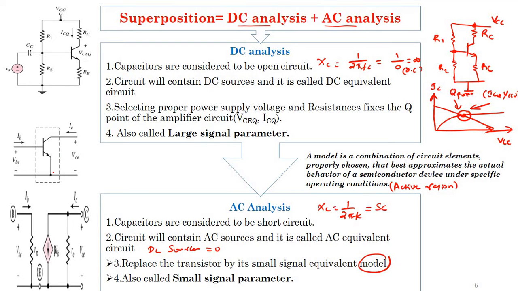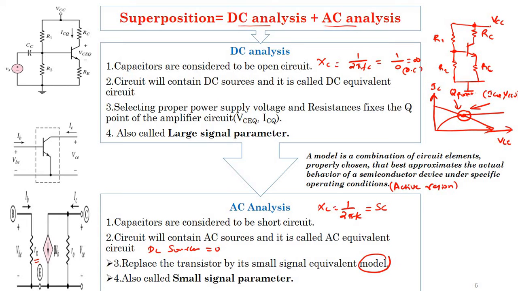So this is considered, and we have to replace, between base and emitter, a diffusion resistance which is R pi. Between collector and emitter there is a current source which is beta times IB, and between collector and emitter you have a resistor R0. So this R0 is considered. Why? Because it will have the early effect. To consider the early effect in the model, you have to consider R0.